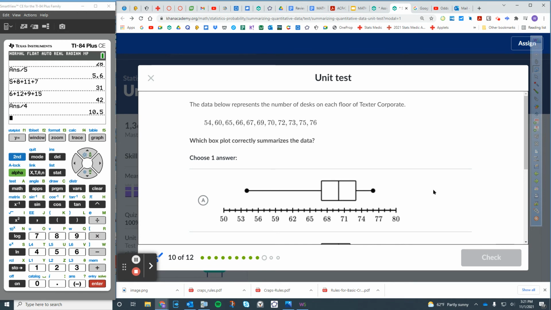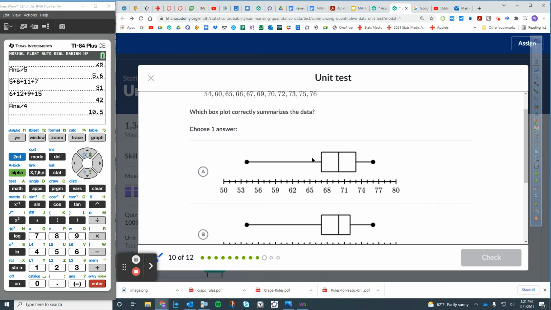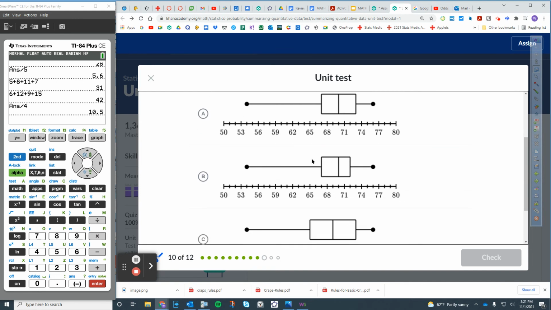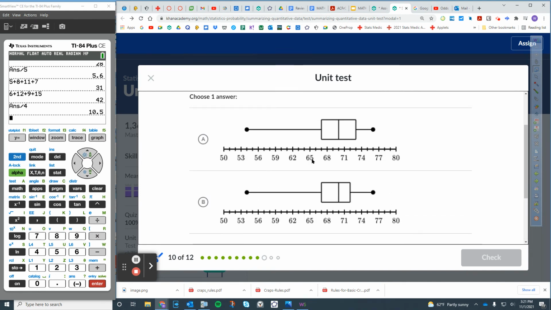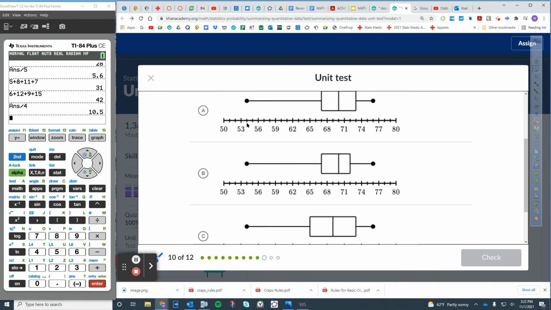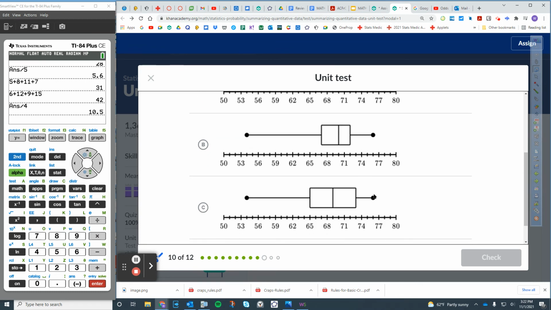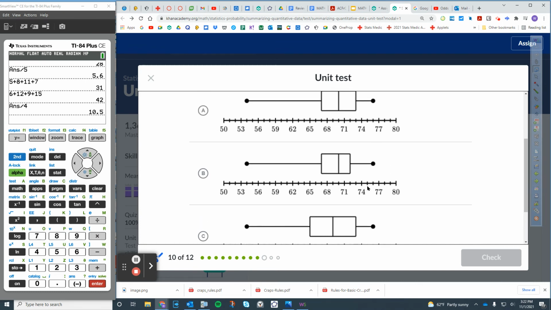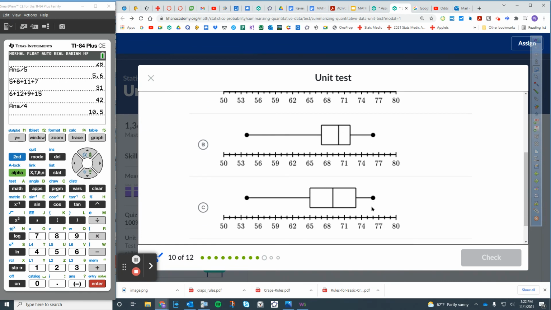Okay, the data below represents the number of desks on each floor of Texter Cooperate. So you have all these values, and let's check a few things. Here it seems like all have the same minimum, right? Which is 54, 54, 54, and all have the same maximum. 75, 76, 76, 76. Okay.